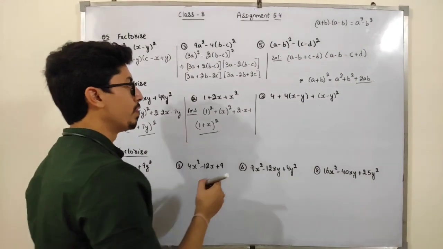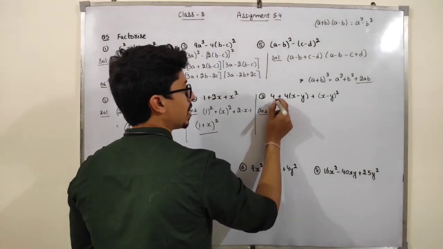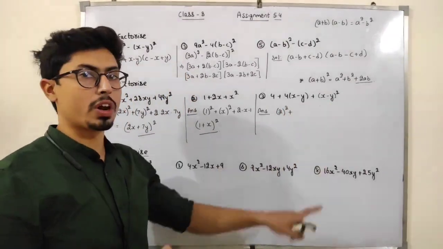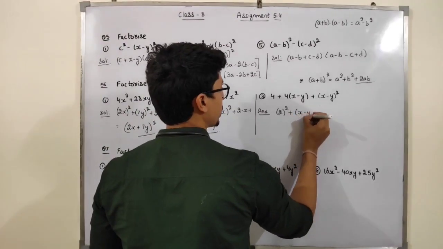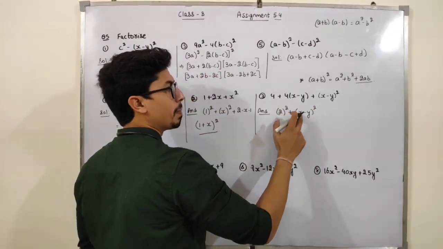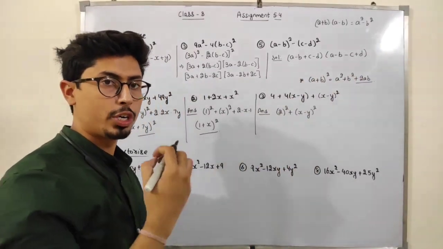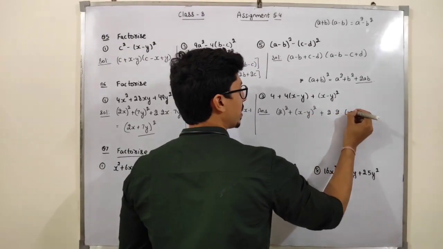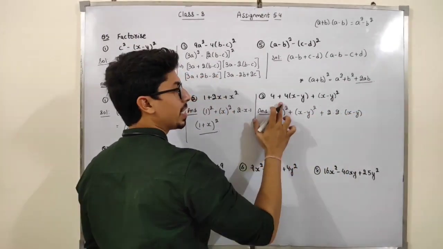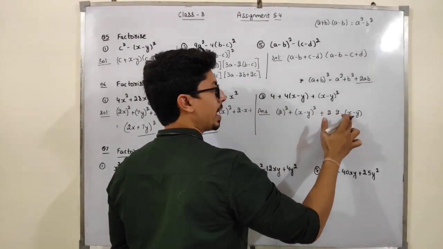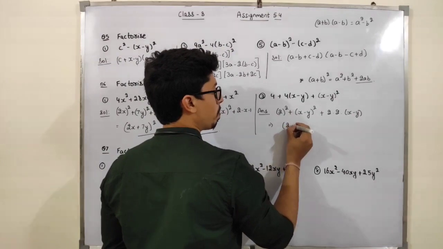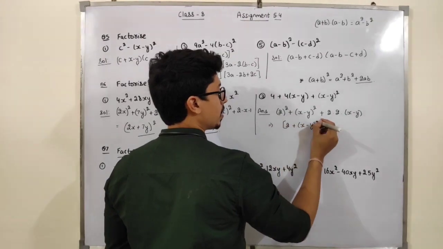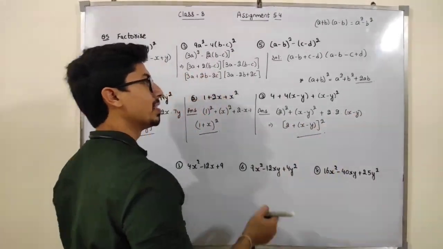Okay, students. Now moving forward to the last part, students. See, 4 can be written as 2 square. This is already x minus y whole square. Now a square plus b square. To complete the formula, I want 2ab. So I will write 2a. A is 2 and b is x minus y. Okay. So answer is a square plus b square plus 2ab. So this will be 2 plus b, means x minus y whole square. Okay. So this is our answer.